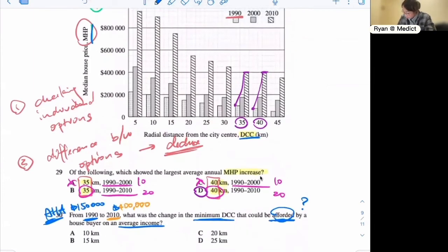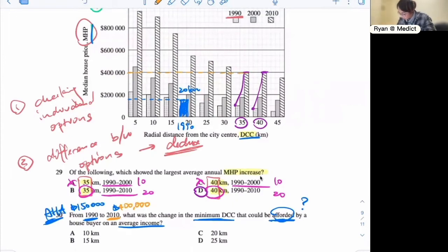So in 1990, that will be $150,000, which is around here. Right. So this is the minimum DCC you can afford to buy in the 1990s. And the DCC is 20 kilometers. However, that changed to $400,000 in 2010, and 400,000 is over here. Oh man, that's such a change.